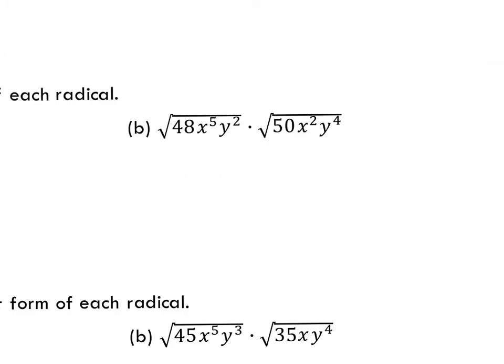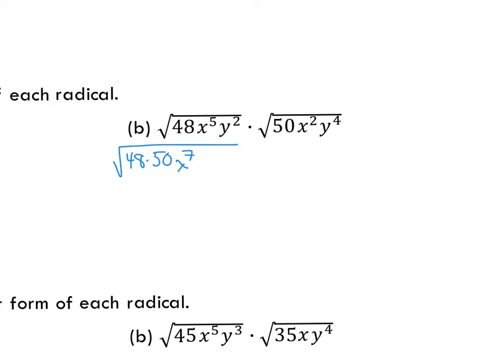If we look at b, it does look a little bit more complex. I would probably start off by writing it as the square root of 48 times 50, because remember, odds are this first formative is no calculator at all. x to the 5th times x to the 2nd is x to the 7th.